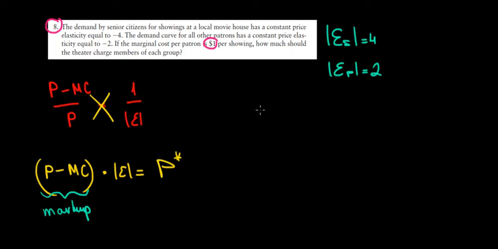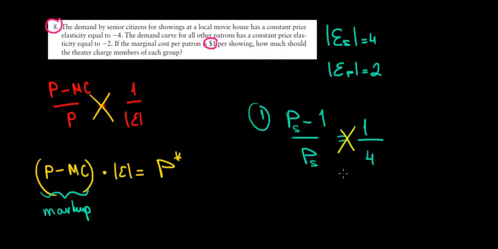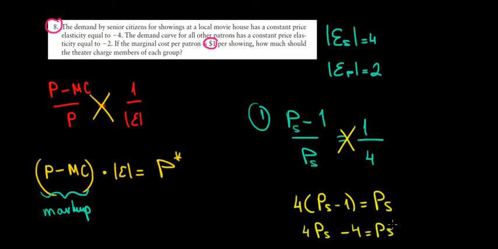So we have two cases. In case 1, we solve for the seniors. What price are we going to charge the seniors if we know that price minus the marginal cost, which is 1, divided by the price that we're going to charge, and let's write PS, so that is the price for the seniors, is equal to 1 over the absolute value of the elasticity for seniors, which we found out to be 4. Again, let's work out the cross product and we'll find out. If we multiply these two, we'll find out that 4 times price seniors minus 1 is equal to the price of seniors. If we solve it, 4PS minus 4 equals PS.